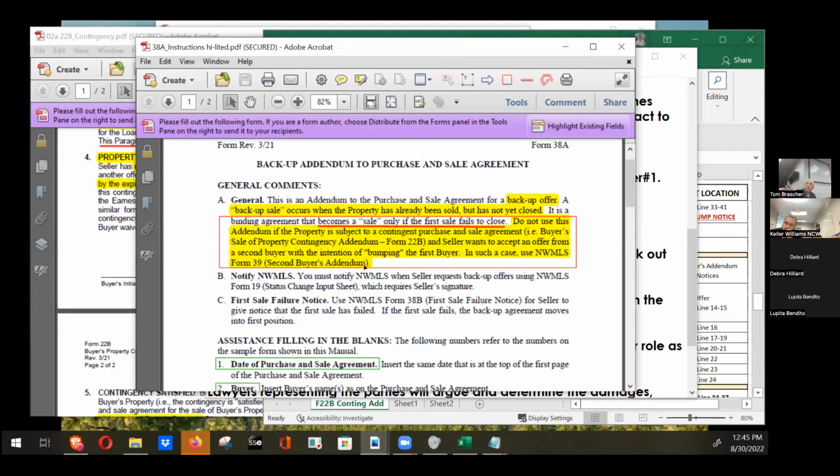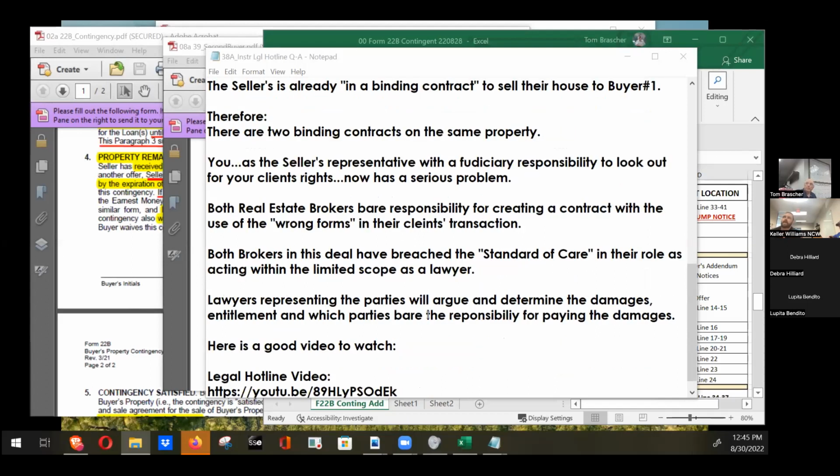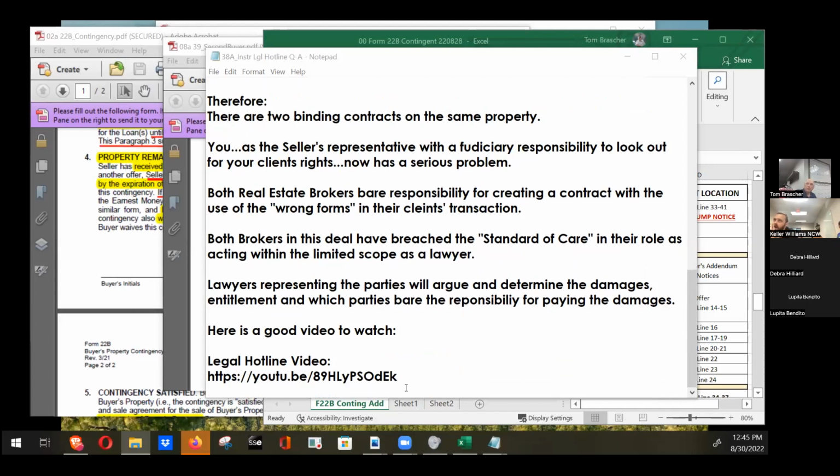In such case, Northwest MLS Form 39 does that. And in this case, the real estate brokers bear the responsibility for creating a contract with the use of the wrong forms in the client's transaction. Both brokers in this deal have breached the standard of care, and the lawyers representing the parties will argue to determine the damages. I put a link on this, and you'll have that, because this video goes through that very clearly. It's one of the hotline videos.